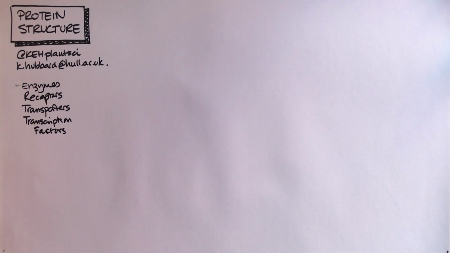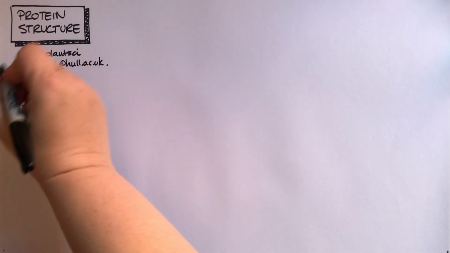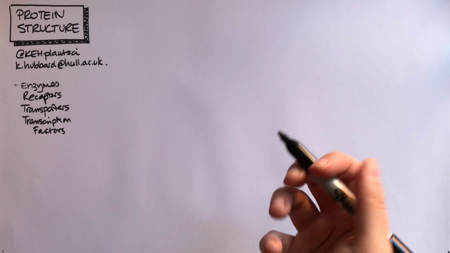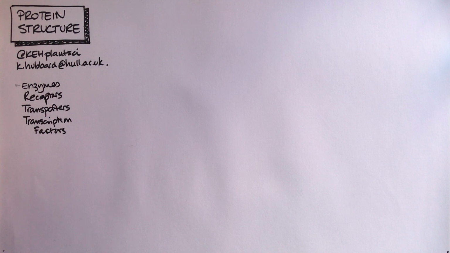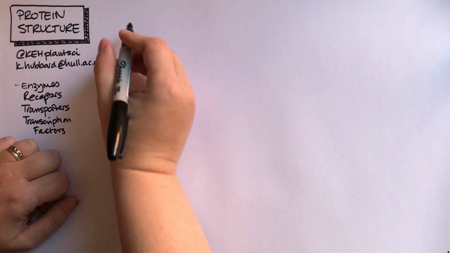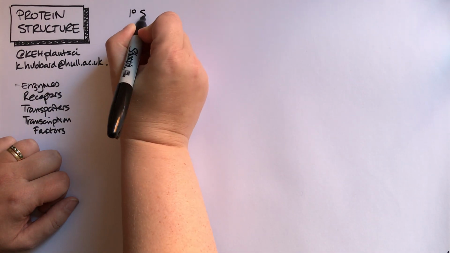Their function is going to be linked to their underlying structure. So you need to understand their structure in order to understand how one might function as a receptor, for example. Okay, so there are 4 levels of protein structure that we need to consider. The first one is the primary structure.